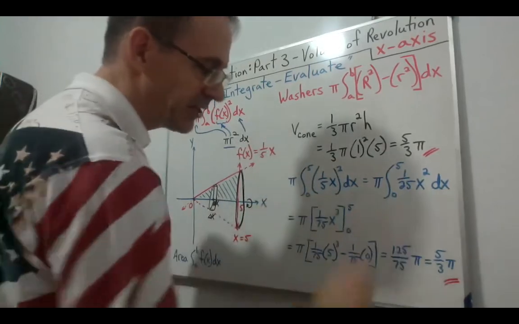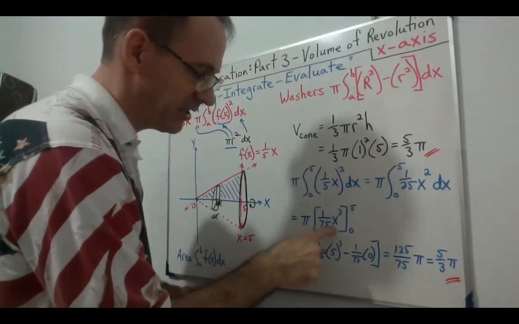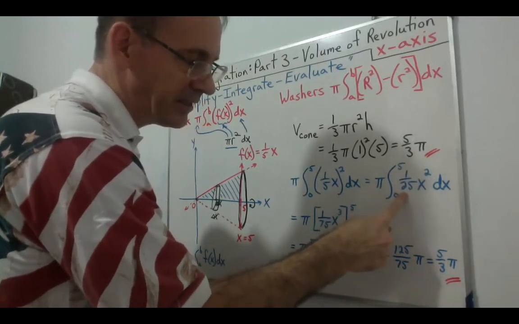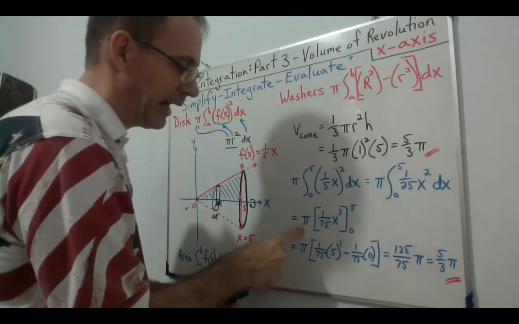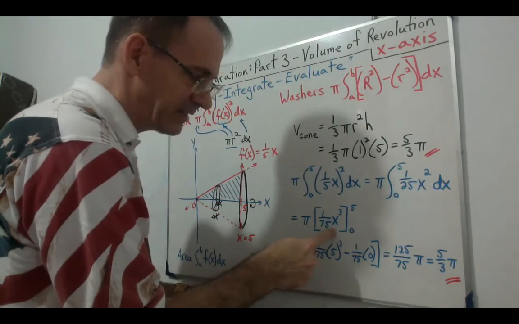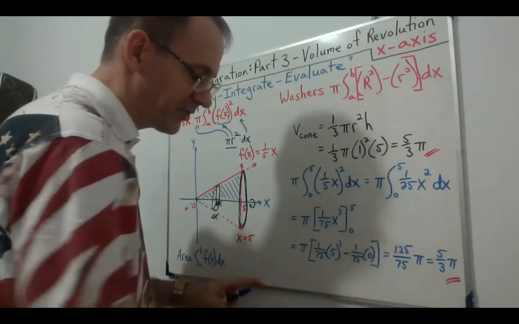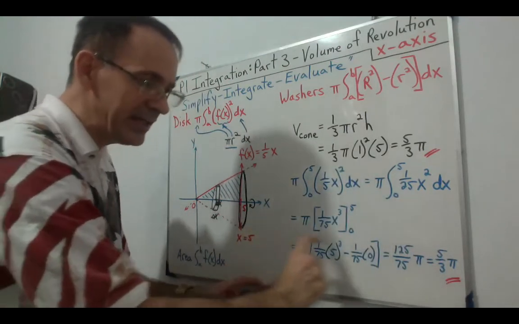Now for the integrate. So you add 1, you get 3, that's the x cubed. You divide by that number, so 1/25 divided by 3 is 1/75. So we have pi 1/75 x cubed, and this has been integrated. Our bounds are still 0 to 5. So that's the integrate. Now we evaluate.